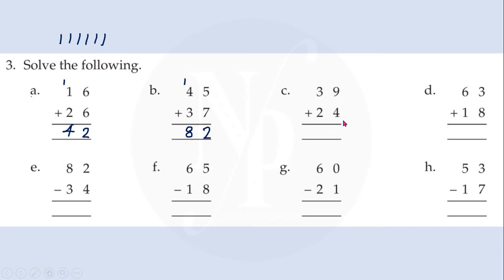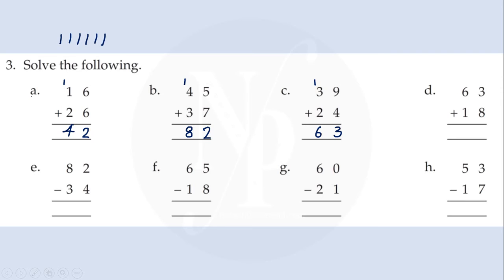Coming to C, we have 39 and 24. Let us add these numbers. So in 1's place we have 9 and 4. 9 plus 4 is 13. So 3 is written here. 1 ten is carried forward. 1 plus 3 is 4. 4 plus 2 is 6. So 6 is written here.